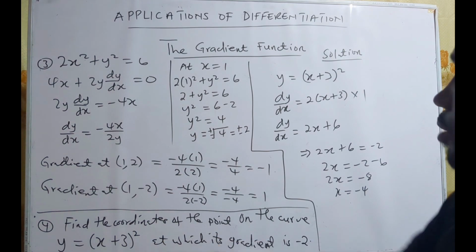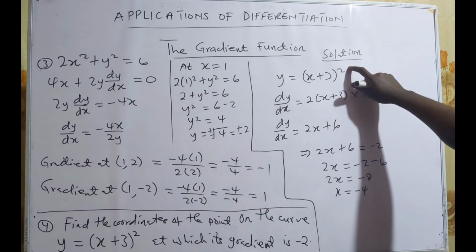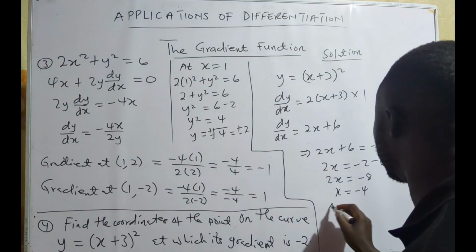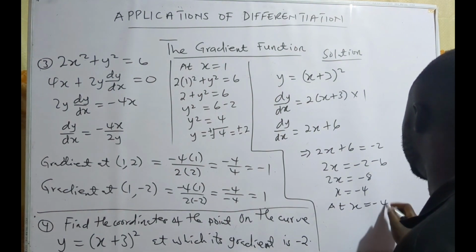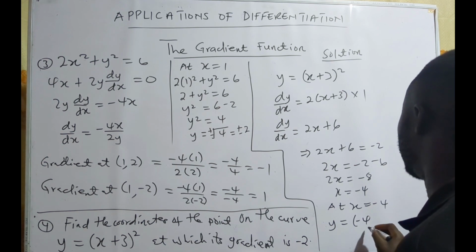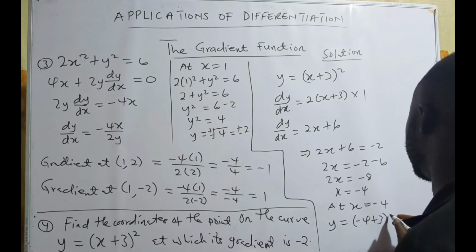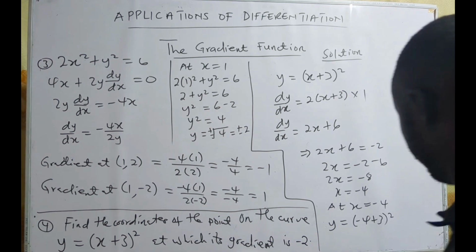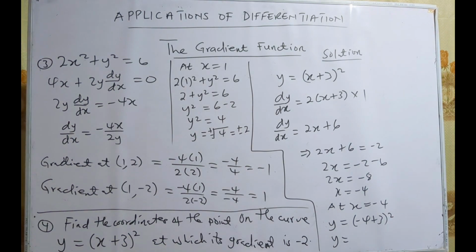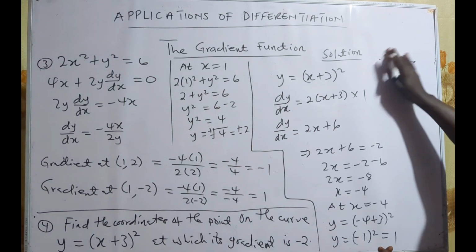But we are finding the coordinate. So you substitute negative 4 into the main function and you find the corresponding y value. At x equal to negative 4, y will be equal to negative 4 plus 3, all squared. Negative 4 plus 3 will give me negative 1 squared, and that will be 1.